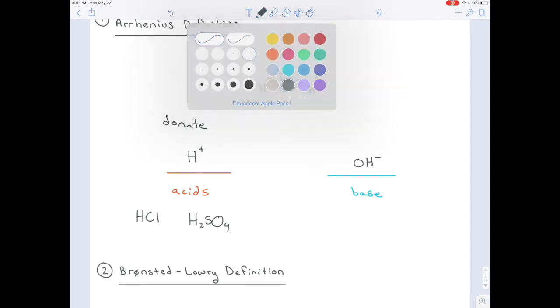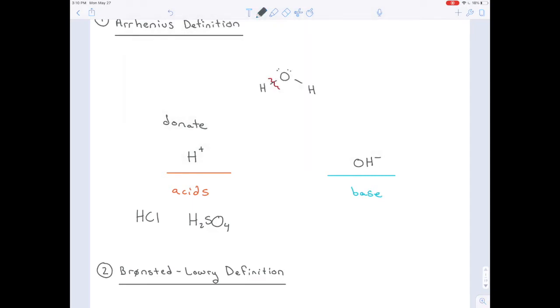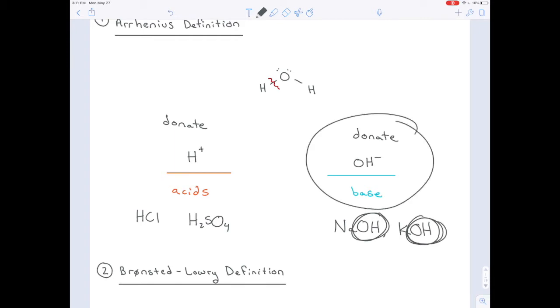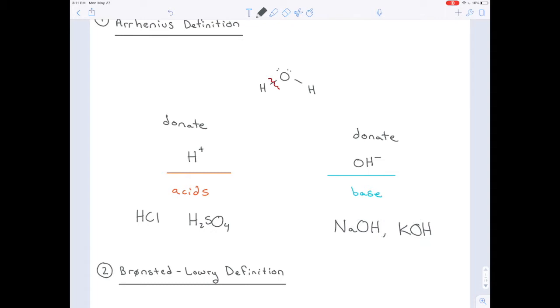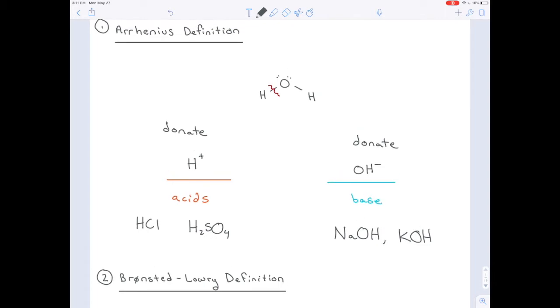So bases, in his mind, were compounds that donated an OH minus. Examples are NaOH, sodium hydroxide, that's in Drano, drain cleaner, or let's say KOH. And you can recognize those as bases without anyone telling you, because they have OHs in them. And a base, according to the Arrhenius definition, is something that donates an OH. So that was the first rigorous attempt at defining acids and bases.